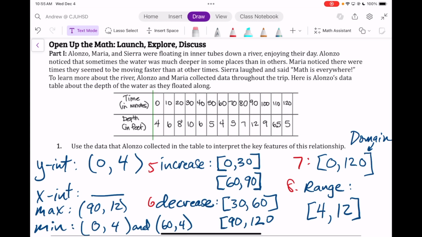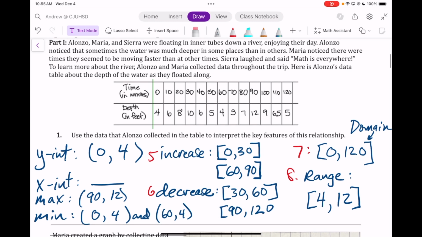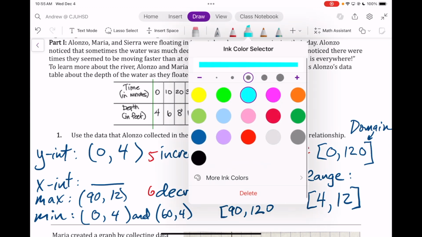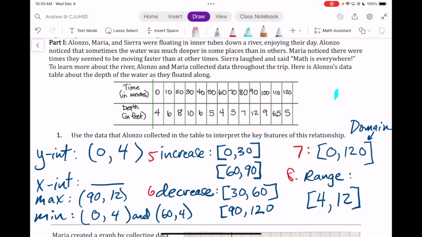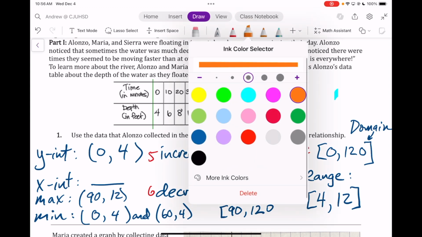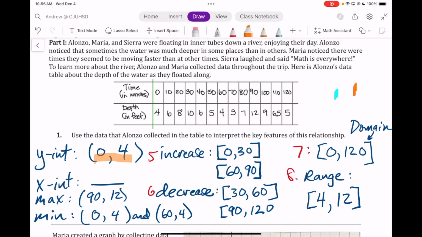First, intercepts. You know a y-intercept because a y-intercept happens when x is equal to 0. So look for the 0 in the table, and you've found the y-intercept. So 0, 4. There is no x-intercept. An x-intercept happens when y is 0, and there is nowhere where the depth of the river is 0.